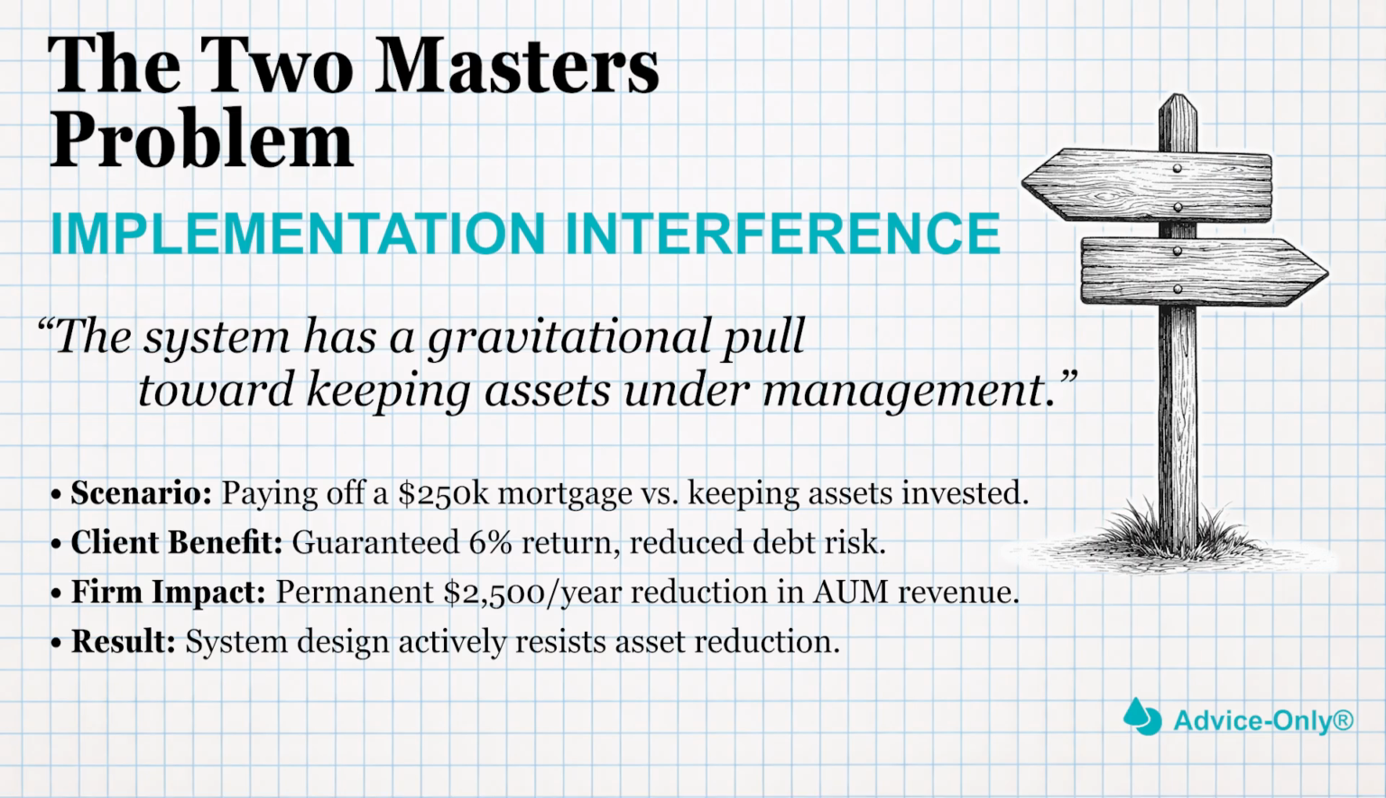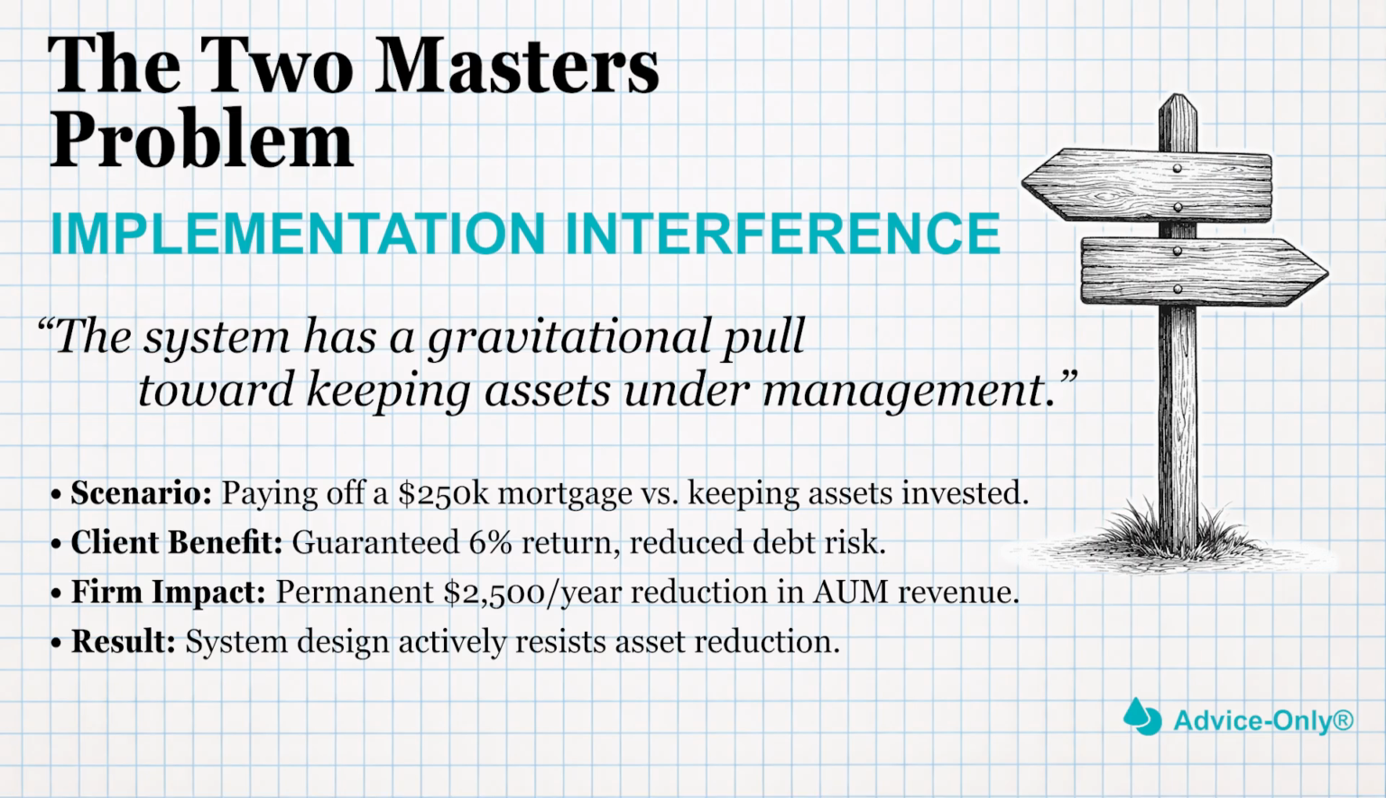In an asset-based model, that reduction lowers revenue. In an advice-only model, it does not. Same client, same advisor, same financial situation. Different systems, different pressures, different outcome probabilities. We can describe this dynamic as implementation interference, the structural distortion that occurs when an advisor's economic relationship to implementation begins shaping the recommendations themselves.